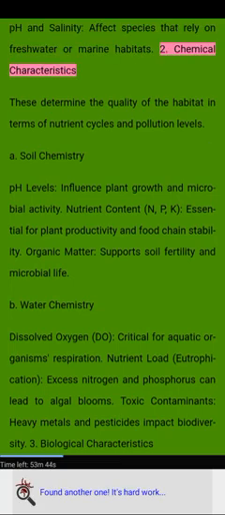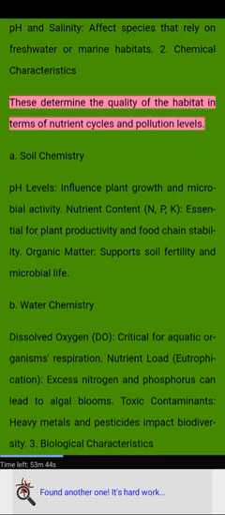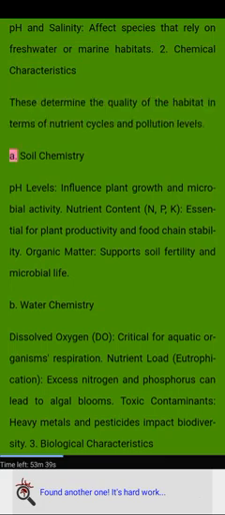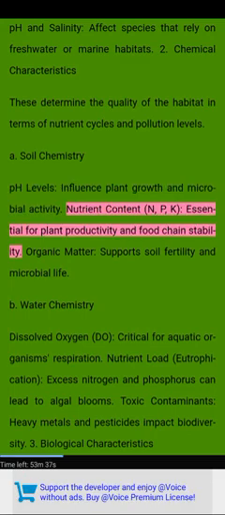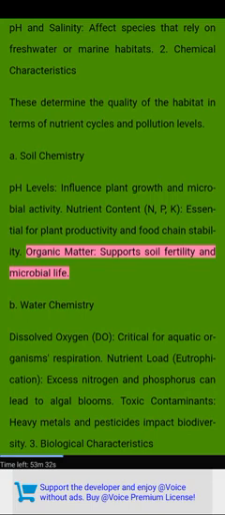2. Chemical characteristics. These determine the quality of the habitat in terms of nutrient cycles and pollution levels. A. Soil chemistry. pH levels influence plant growth and microbial activity. Nutrient content (N, P, K) is essential for plant productivity and food chain stability. Organic matter supports soil fertility and microbial life.